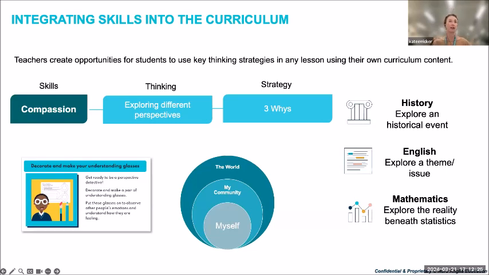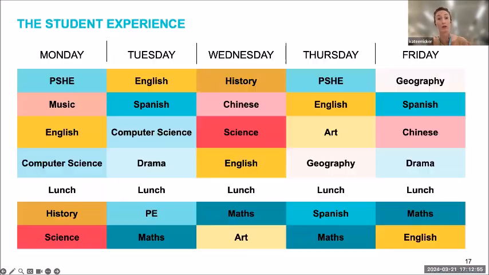I could also think about how I was going to integrate. So this strategy is actually called the 3 whys: myself, my community, the world. Why does it matter to myself, for example? So I could use my understanding glasses, or I could use the 3 whys strategy in lots of different curriculum areas when I was already doing this in my planning. I could use it in history if I wanted to explore a historical event from different perspectives. I could use it in English if we were looking at a particular topic or area or theme in the books that we were reading.